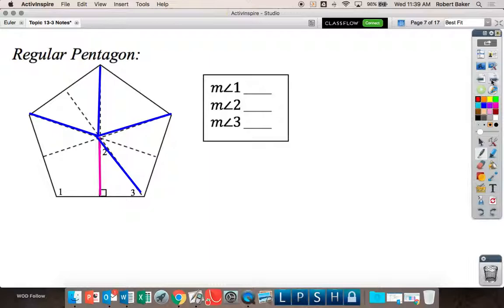All right, so same logic here. If it has 5 sides, how many congruent central angles? So 360 divided by 5. 360 divided by 5 congruent central angles. 72. You want to stick with that? Do it on paper.